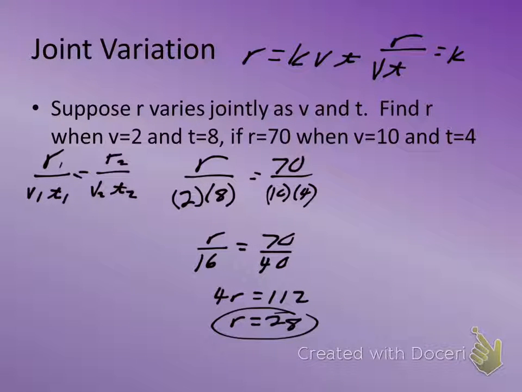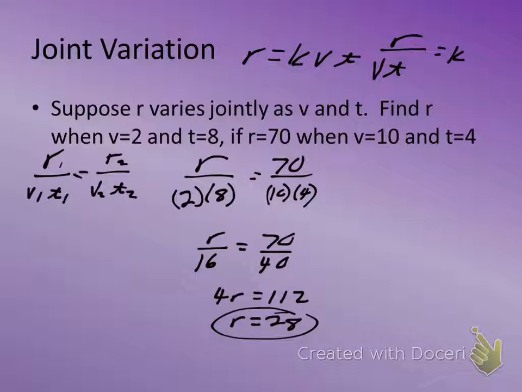Alright, so for this one you should get 28. Like I said, r equals kvt, solve for k. So divide both sides by vt, so r over vt. Plug everything in, so you're finding r when v equals 2 and t equals 8, if r equals 70 when v equals 10 and t equals 4. Multiply your denominator, so 8 times 2 gives you 16, 10 times 4 gives you 40. I skipped a step where I reduced these by 10, so 7/4, and then cross multiplied. So I got 4r equals 112. You might have gotten 40r equals 1,120. Either way, you should still get r equals 28.